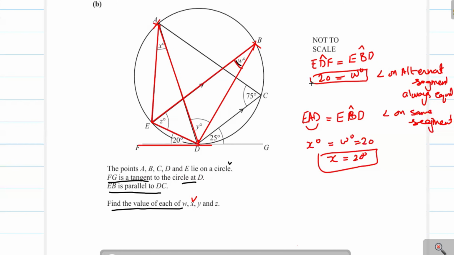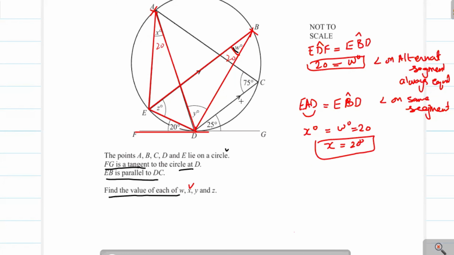And next we have to find the angle Y. This angle BDC equals 20 degrees because these are two parallel lines and this is the transversal. W equals 20, so W equals angle CDB. This angle CDB is equal to 20 because it is the alternate angle on parallel lines, and therefore this is a 20 degree angle.